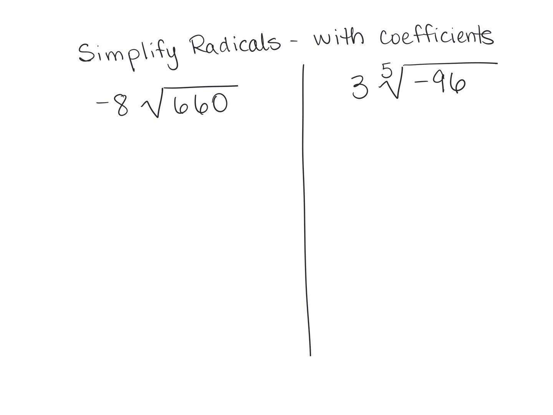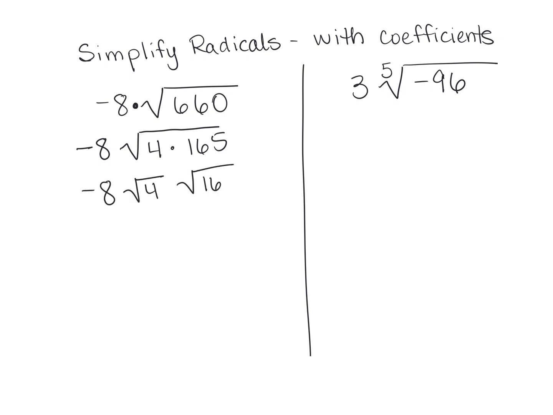In this next set, we're going to have numbers that are already outside. So the operation between this is multiplication. All right, so we're going to take 660, and as we check down our list of perfect squares, we see that 4 times 165 will go into that. So the negative 8 is still out front. Then I do the square root of 4, and then I do the square root of 165.